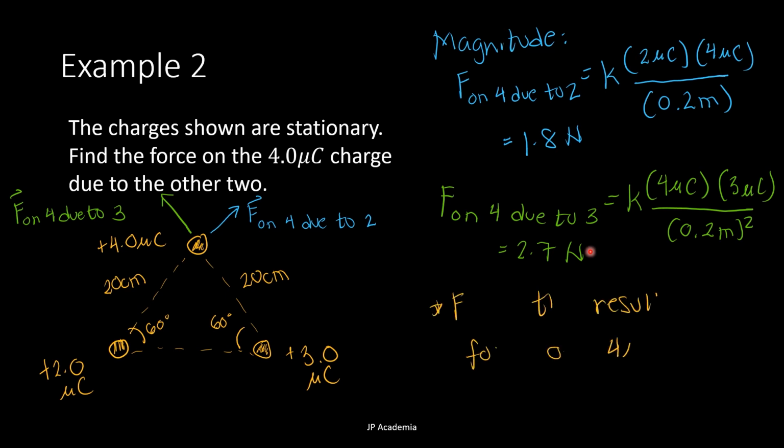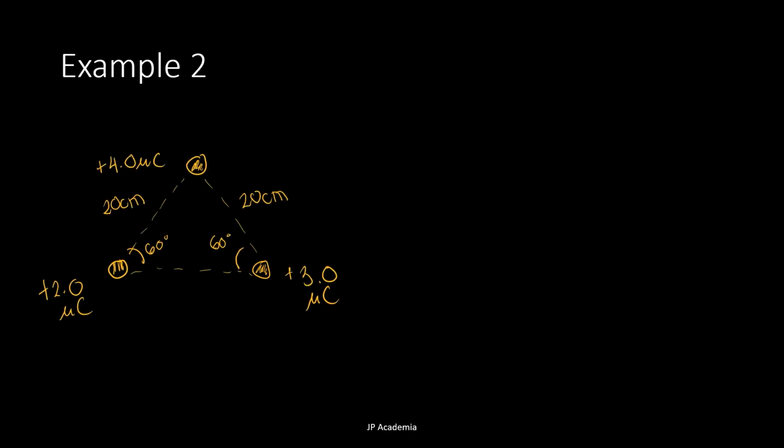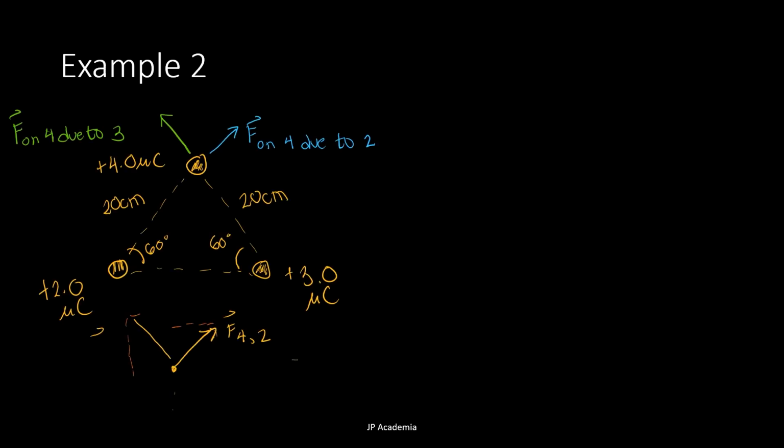Okay? So ngayon, alam na natin yung magnitude ng dalawang forces na to. So therefore, next step is find the resultant force on 4 microcoulomb given na vector quantity si Coulomb force natin. Okay, so after we get the magnitude of the forces, we need to find the components of these two vectors.